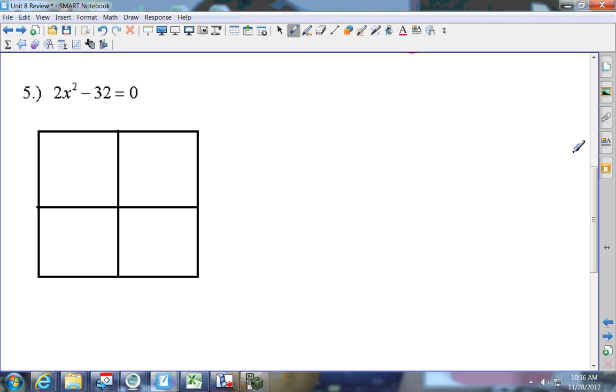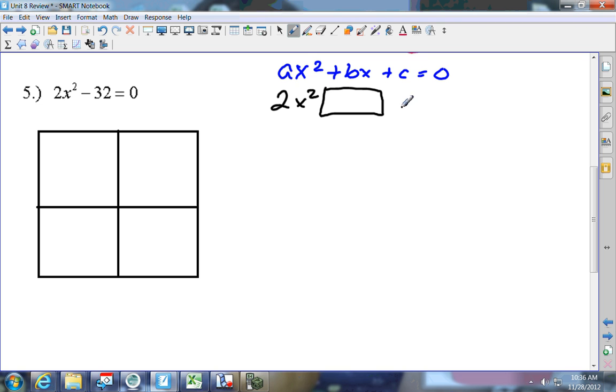So on number 5, first thing we have to look for is, is it in standard form? Yes, it is. We need to label a, b, and c. Remember, it's ax squared plus bx plus c equals 0. Well, I have 2x squared. Bx, there's no x, so this right here is blank. Plus c is minus 32 equals 0. A is 2. B, there's nothing there, so b is 0. And c is negative 32.